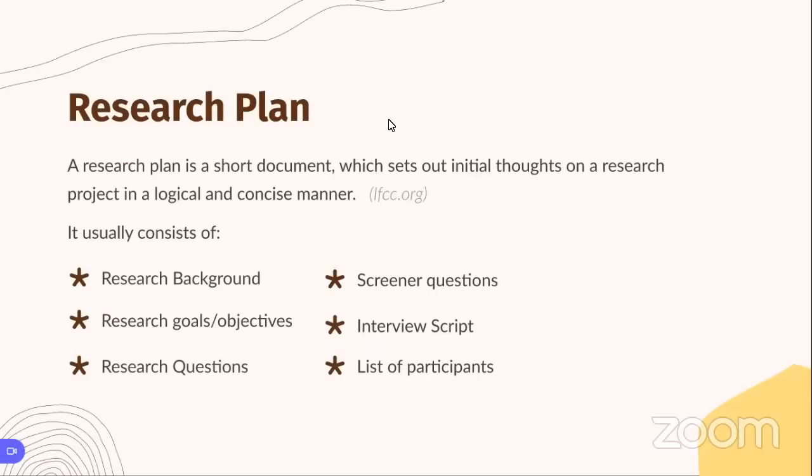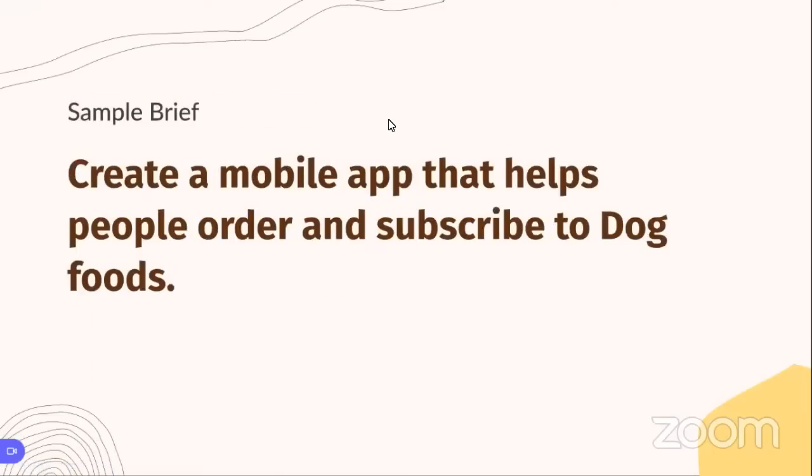It usually consists of the research background, the research goals or objectives, the research questions, then the screener questions, the interview script, and then a list of participants. Having a list of participants inside the research plan document is not mandatory, but it's a good practice to have it there. We are going to go through each of these items one by one, and we'll do it practically with the help of this brief. This is a sample brief, and it says that we should try and create a mobile app that helps people order and subscribe to dog food.